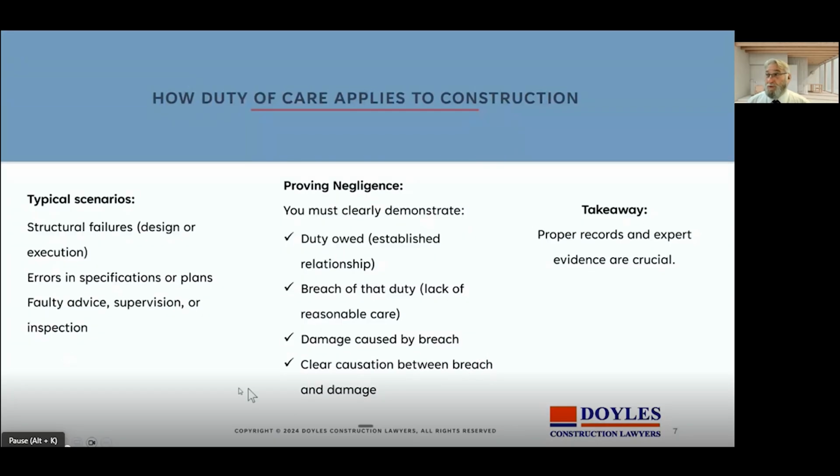So in order to protect yourself, if you're a designer or a participant in any construction environment, make sure that you've recorded what you've done, that you've carried it out with care, and that you have evidence to back it up.